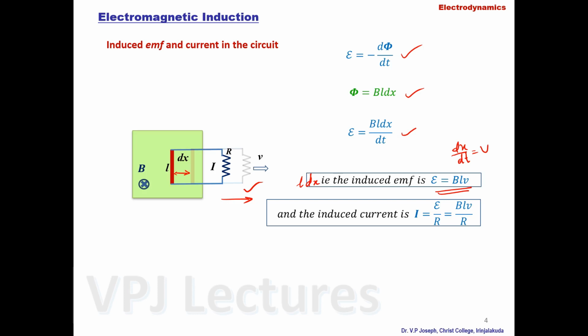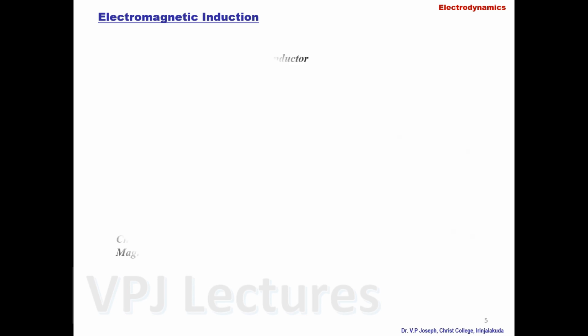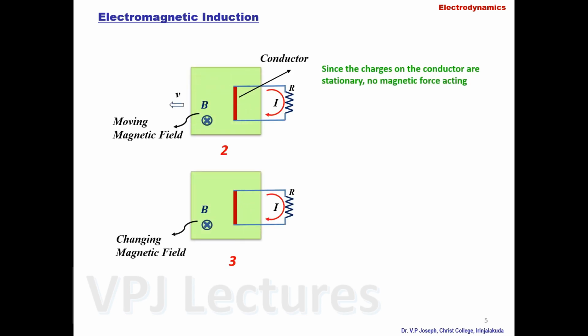That is, a conductor of length L moving perpendicular to the direction of the magnetic field with velocity v has an induced EMF given by BLV. And the induced current is given by E divided by the resistance in the circuit. If R is the resistance, then I is equal to E by R, which is BLV divided by R. So right now we were discussing motional EMF, that is, the circuit is moving in the magnetic field.